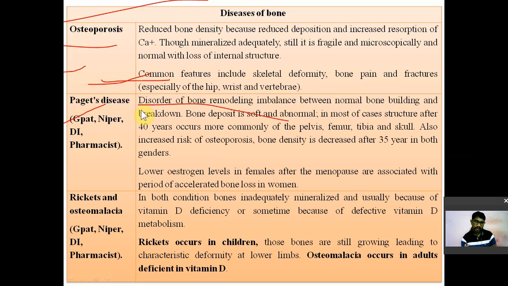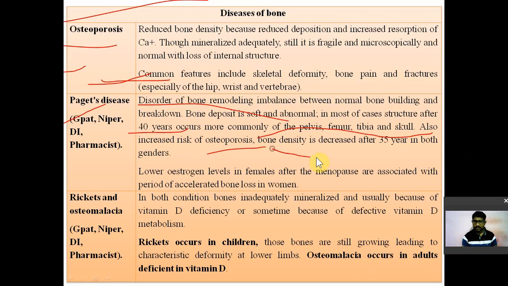So there is increased bone breakdown than bone formation. So in case of Paget's disease, bone deposit is soft and abnormal. In most of the cases, it occurs after 40 years of age, most commonly in the pelvis, skull, tibia and femur. It also increases the risk of osteoporosis.